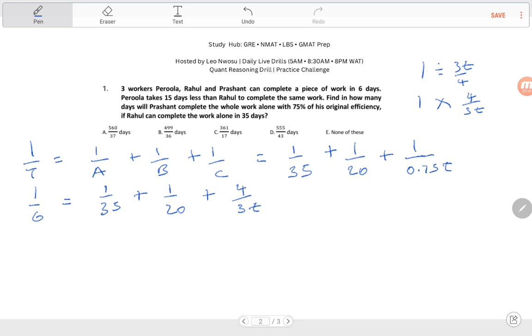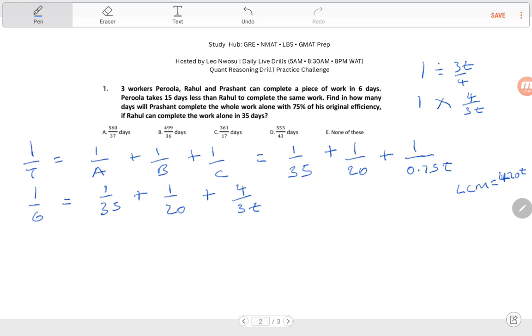280, 6 cannot. 280 plus 70, 350, 20 cannot. Then 350 plus 70, 420. Yes, 6 can divide 420 and 20 can divide 420. So that is the lowest common multiple. So we are taking the lowest common multiple. So the LCM, it was 420T.